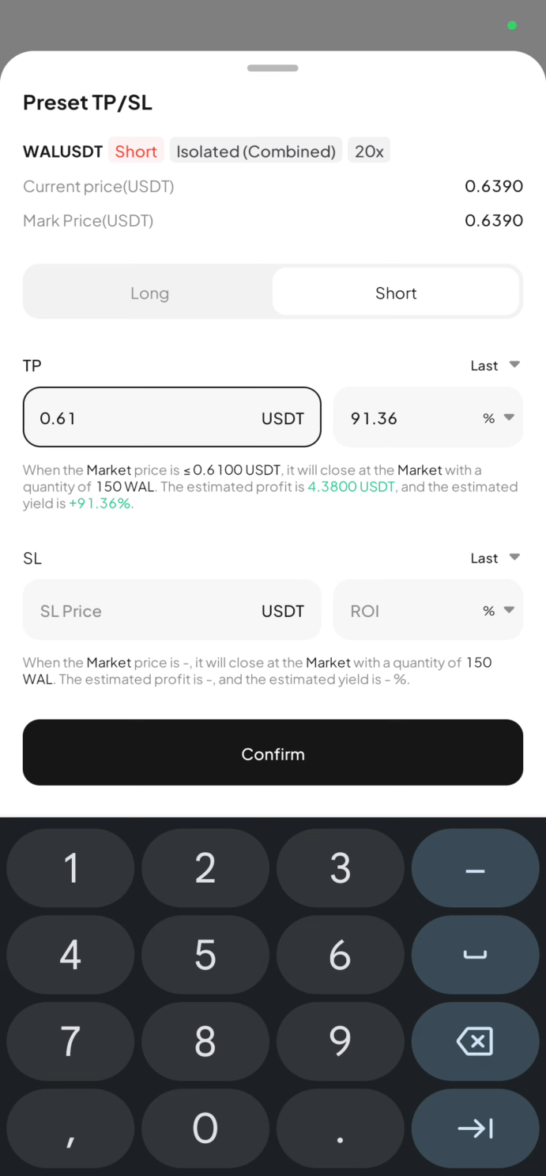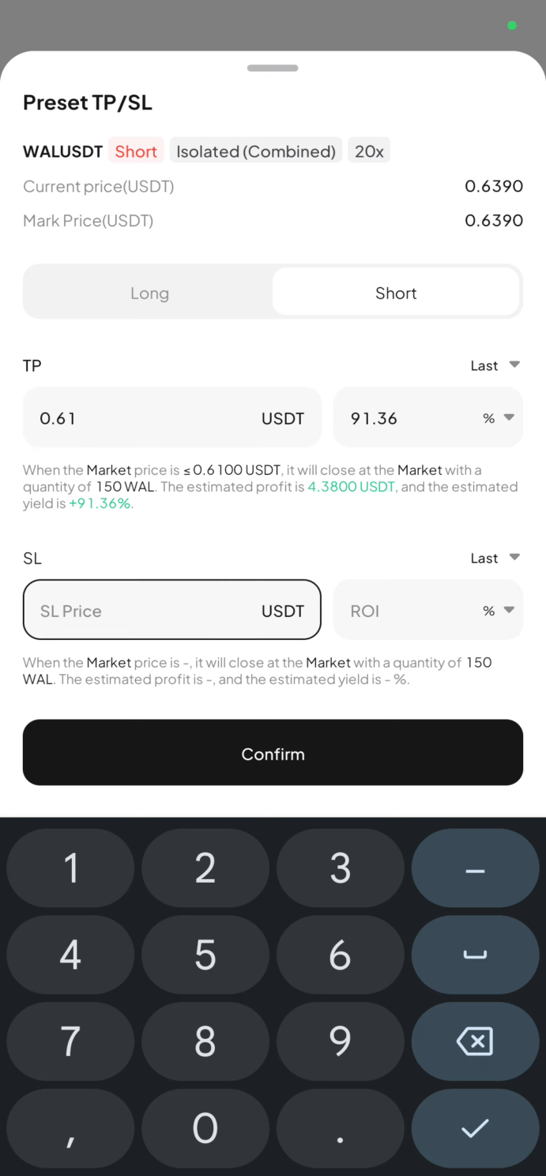Then for the stop loss, we are shorting, we want it to come down. So if we put a value lower than what it is, that means it's coming down to 0.61 and we are getting a profit of $4.38. But the stop loss means that if the market goes against us and the price is now going up, it will get to a point where it has to cut the trade, cut our losses and give us back the capital that remains.